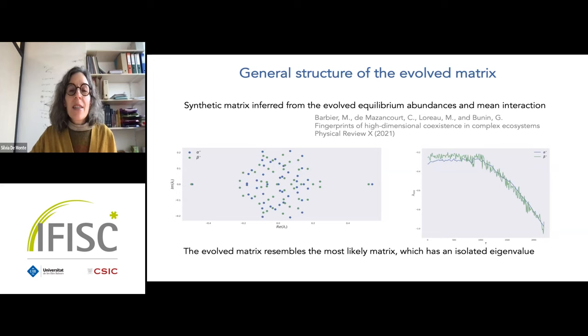I'll just say briefly that in general we might not have the leisure of knowing all the interactions for every couple of species, so we can try and infer the interaction matrix from some statistics, and it turns out that the matrix that we obtain is also the most likely given the population statistics. So we expect this emergence of the isolated eigenvalue to be a generic feature for this kind of systems, even though we can strictly show it just in some limits.